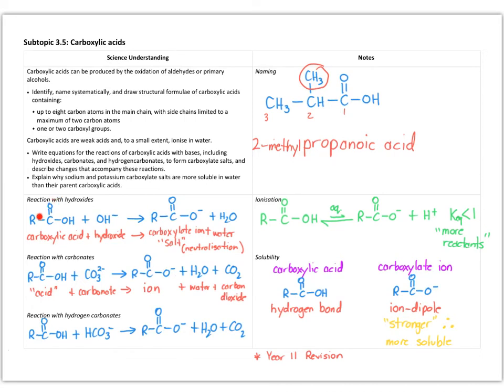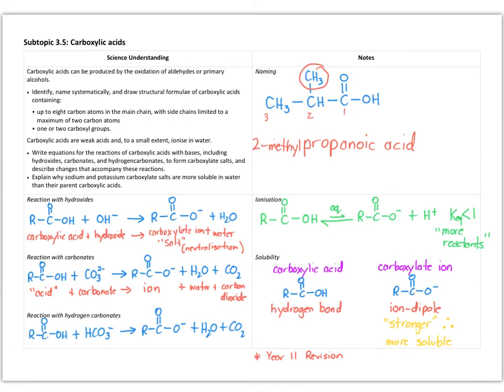So, carboxylic acid plus a hydroxide. This hydrogen here on the carboxylic acid can be donated to the hydroxide. That's what makes an acid. An acid is a hydrogen ion donor, forming water here and leaving us with the carboxylate ion, which is, if you like, a fancy way of saying salt in Year 12. So this is a neutralization reaction.